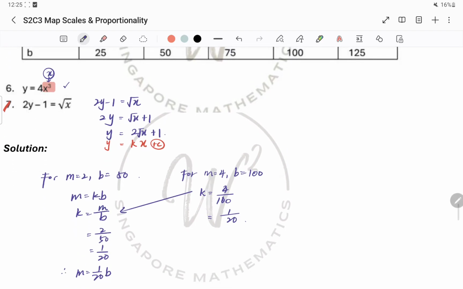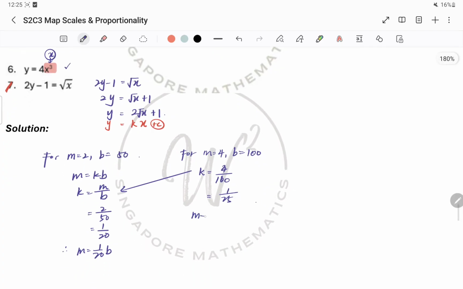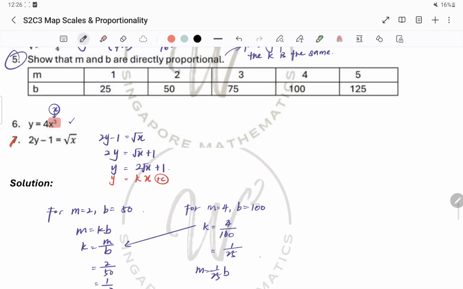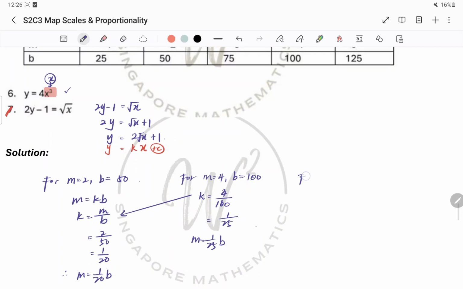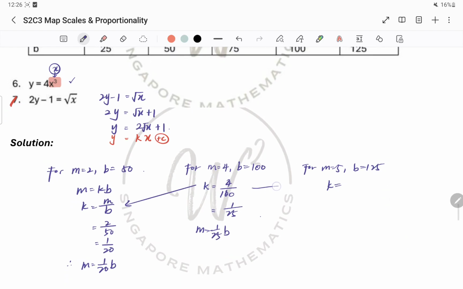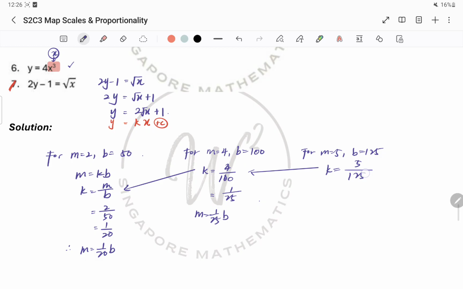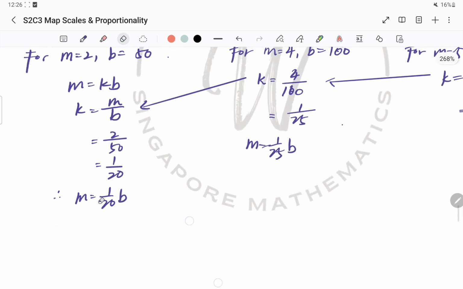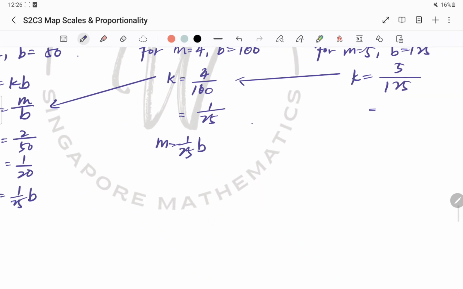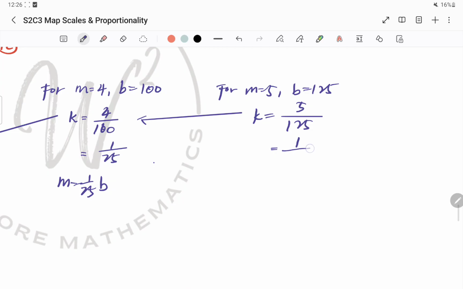No, this is 25. Okay, then your m equals to 1 over 25 times b. Okay, then I look at the next pair. For m equals to 5, b equals to 125. So I have k equals to, I also use the same formula. Okay, m is 5, 125. Yeah, I think I did something wrong with the first one. This one should be 1 over 25. Sorry. Yeah, 1 over 25. Yes. Then this one is also 1 over 25.